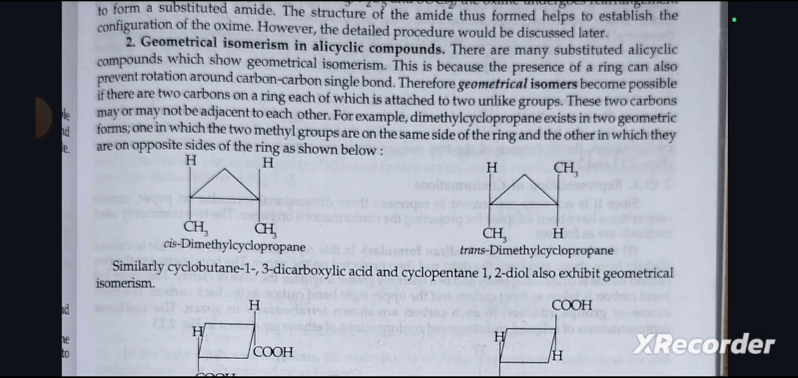Second, geometrical isomerism in alicyclic compounds. There are many substituted alicyclic compounds which show geometrical isomerism. This is because the presence of a ring can also prevent rotation around a carbon-carbon single bond. Therefore, geometrical isomers become possible if there are two carbons on a ring, each of which is attached to two unlike groups. These two carbons may or may not be adjacent to each other. For example, dimethylcyclopropane exists in two geometric forms, one in which the two methyl groups are on the same side of the ring and the other in which they are on opposite sides of the ring, as shown below. Cis-dimethylcyclopropane, trans-dimethylcyclopropane.